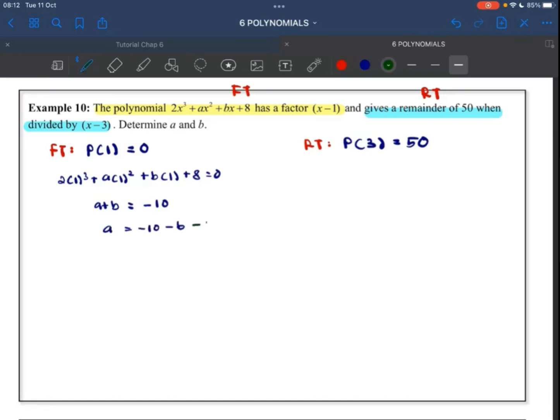Tak kisahlah kamu nak guna substitution ke, nak guna elimination ke. Yang penting dia ialah simultaneous. Okay, so that is our first equation. And then daripada remainder theorem tu kita substitutekan 3: 2(3) cube plus a(3) square plus b(3) plus 8 equals to 50. Okay, remainder theorem equals to R(a). R(a) ialah remainder dia. So di sini kamu ada 9a plus 3b equals to negative 12. Okay, boleh simplify, selagi boleh simplify kita simplifikan. So kat sini kita ada 3a plus b equals to negative 4.